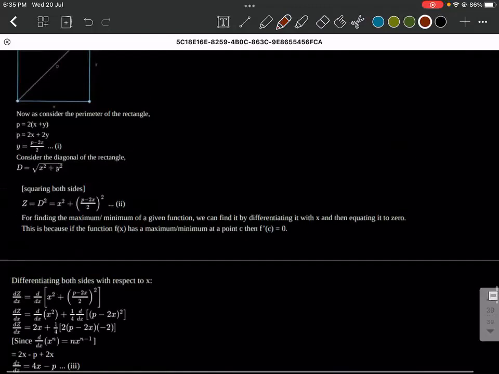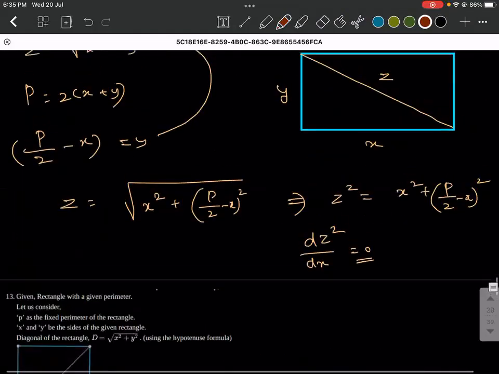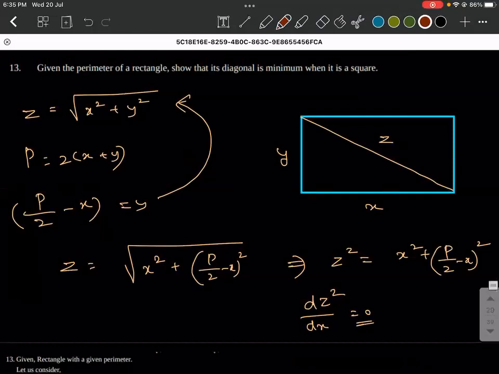Sir, can you scroll up? Sir, Z is root of x square plus (p by 2 minus x) whole square, right, sir? Yes. So if you keep it as d, sir, then squaring both sides, it will be d square, right? Yeah, that's what I did. It can be kept as z. Okay, fine, as long as you're not getting confused between this and the second derivative, you can do it. Z square, if you want to give some other variable, you give it. It's up to you.